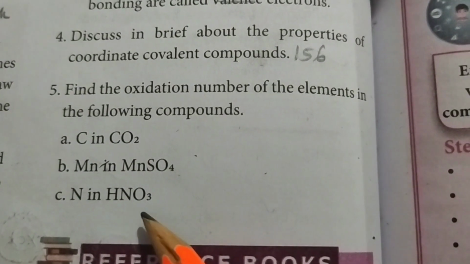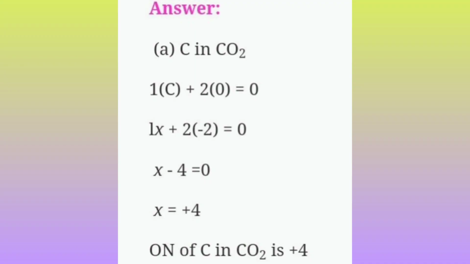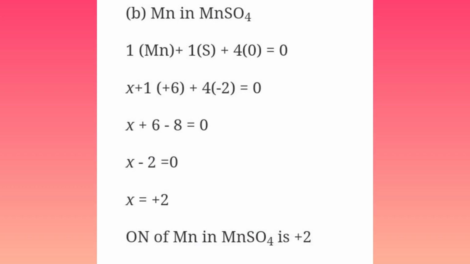The answers. Option A, C in CO2. 1 C plus 2 O equal to 0, 1x plus 2 times minus 2 is equal to 0, x minus 4 is equal to 0, x is equal to plus 4. Oxidation number of C in CO2 is plus 4.